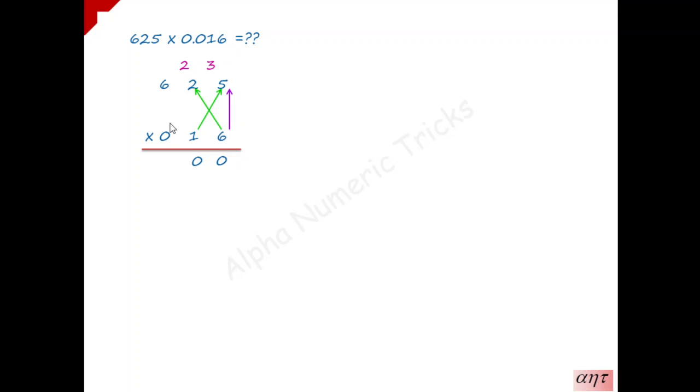And now consider all three numbers for multiplication. 0 into 5 is 0, plus 6 into 6 is 36. So 36 plus 0 is 36, plus this 1 into 2 is 2. So 36 plus 2 is 38. 38 plus this 2 is 40. 0 is written, 4 is carry forward.